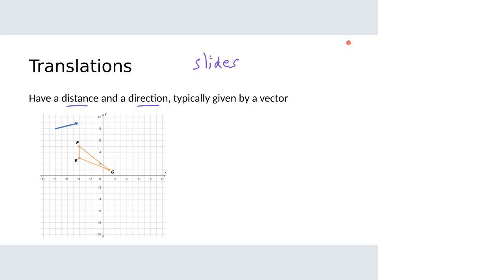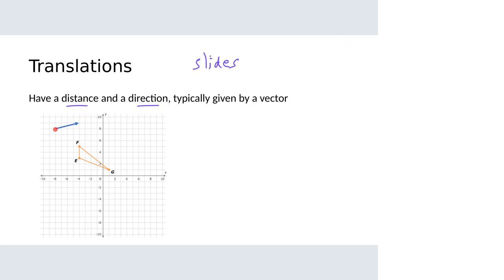So we've got this picture, we've got this triangle EFG here that we are going to move. And we're going to move triangle EFG. And well, how are we going to move it? I see this as translation. We're going to do what this vector tells us to do. That's how we're going to move it.